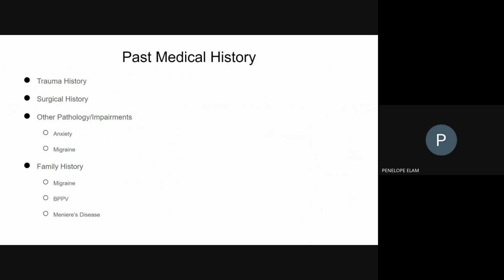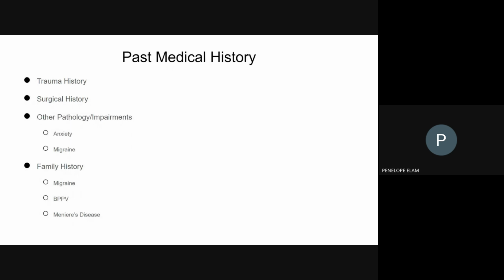Is there any surgical history? So any surgical history that may impact, in the ear, nose, throat area. We're going to want to know that. Sometimes when they have surgical history, they may be on particular antibiotics, which can also be ototoxic. So getting those kind of information is good to have.